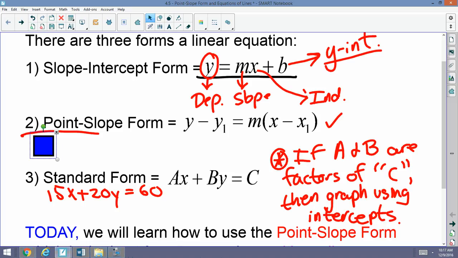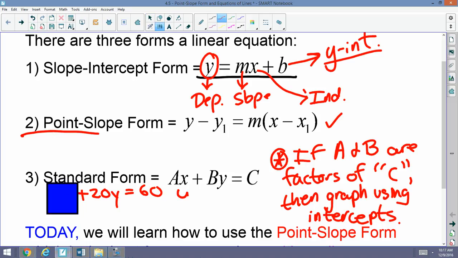My y-intercept will be the y value when x is 0. So the x goes away, right? So what would my y-intercept be? My y-intercept would be 0, 3. Very good. Because it's the y value when x equals 0.